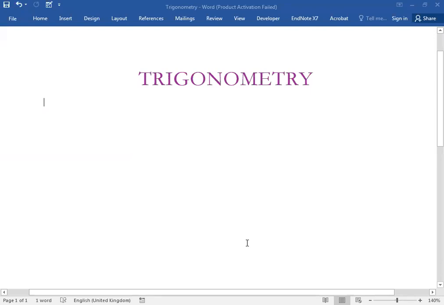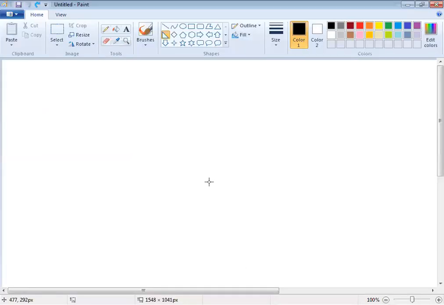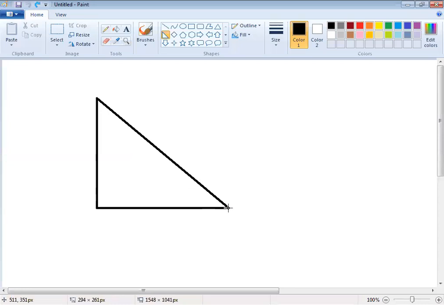Okay, Assalamu alaikum. The topic that we'll be doing today is trigonometry. Now, what is trigonometry and what is it used for? Before we go on to that, let's first understand the very basic things, very basic rule of a right angle triangle that we had studied earlier. This is a right angle triangle.